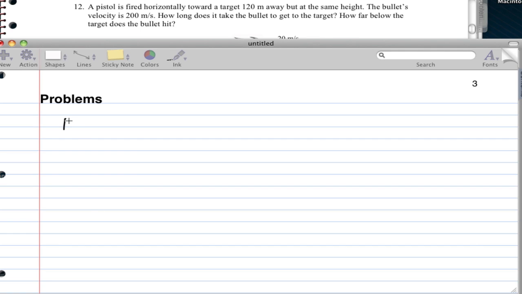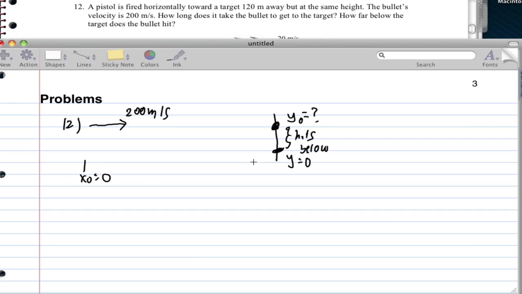So for number 12, we get a pistol firing horizontally. So here's a target. 200 meters per second is the bullet's velocity. And the bullet's going to hit here below. So we know that this y is 0. We don't know what y naught is. And we know that x naught is 0 and that x final is 120. So how long does it take the bullet to get to the target? How far below the target does the bullet hit? So we have all the x information here.